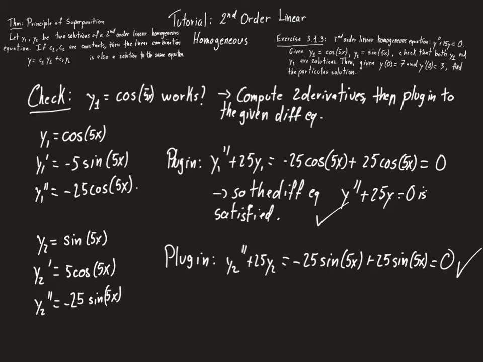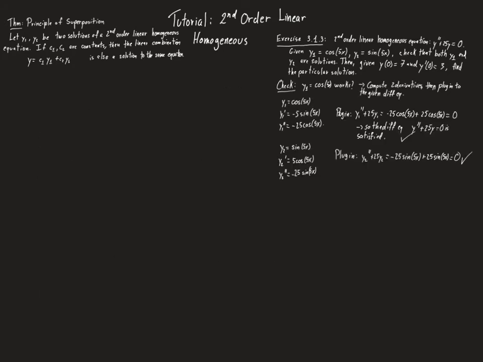All right, that's all there was to the first part of this problem. We've double-checked that both y1 equals cosine of 5x and y2 equals sine of 5x are solutions to that second-order linear homogeneous equation. Now, as I mentioned, up until now we have not had to use the theorem of superposition. Now is when it's going to come into play.